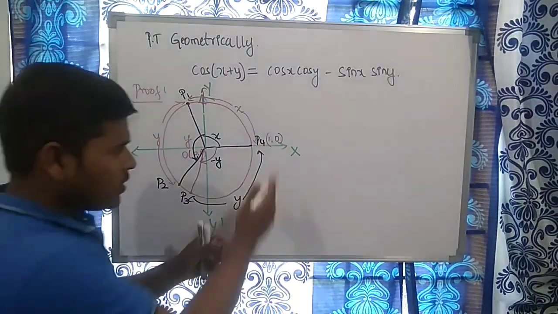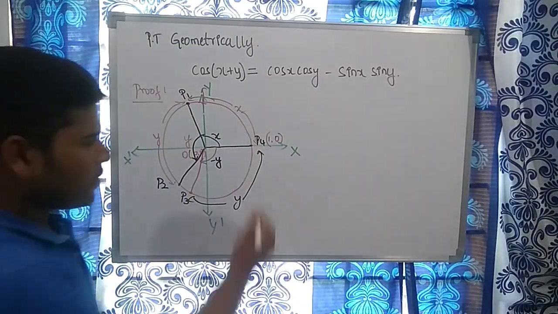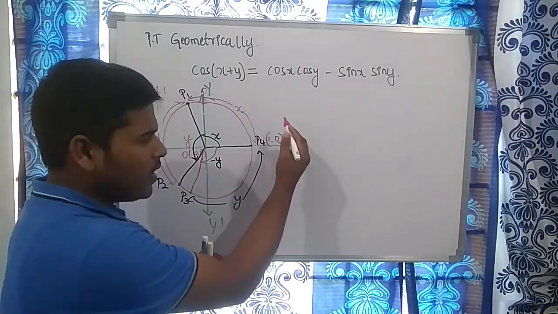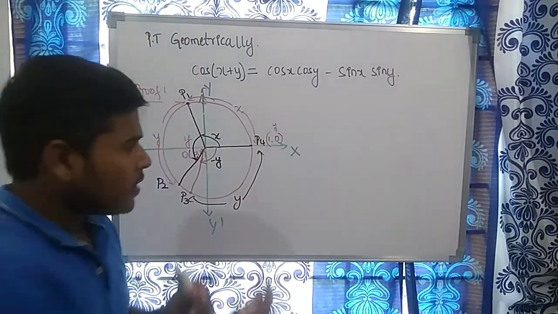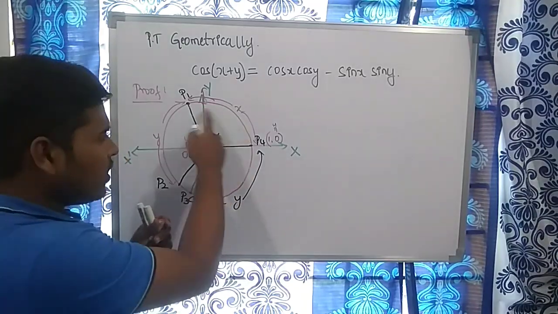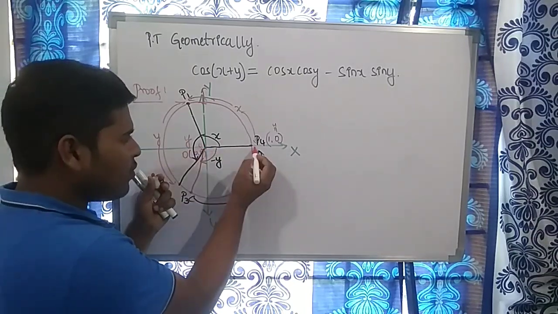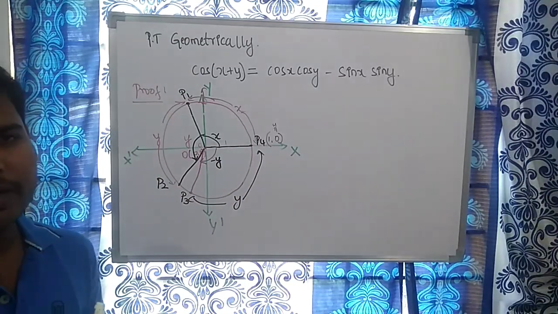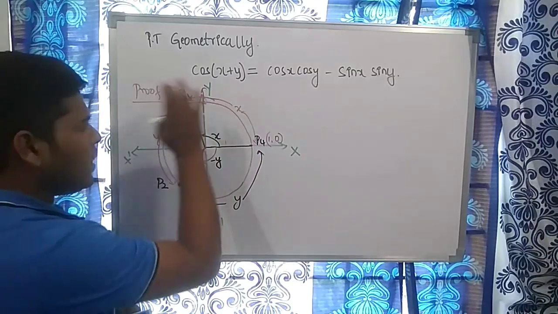1, 0, because see here, point P4 lies on the x-axis. If a point lies on the x-axis, the y value is 0. We can take y is equal to 0, and we are taking x is equal to 1 directly, because it is a unit circle and it is nothing but the radius. Point O to P4 is a radius. Radius is 1 unit. That's why the x value is 1. P4 is (1, 0).